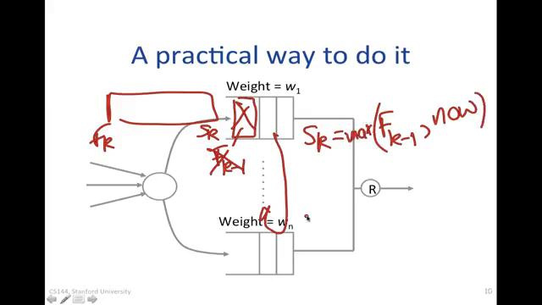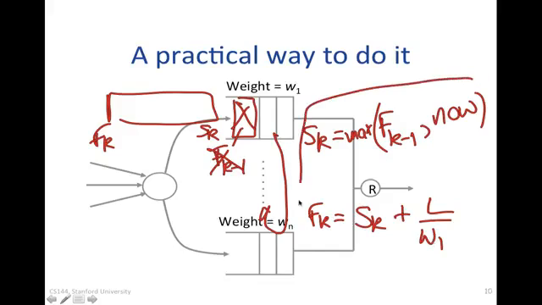The second thing that we can say is that the finishing time of k is its starting time plus L over W sub 1, just as before, because we know that's how much service it gets. So the combination of these two gives us a recursion: so long as we keep calculating the finishing time and keep track of that, we can calculate the starting time and the finishing time of packets as they arrive. That's a pretty neat property.